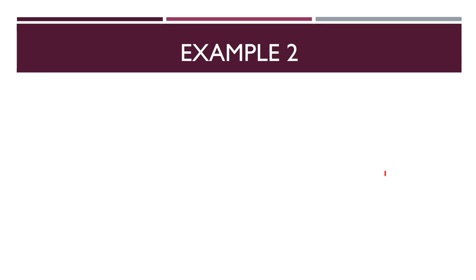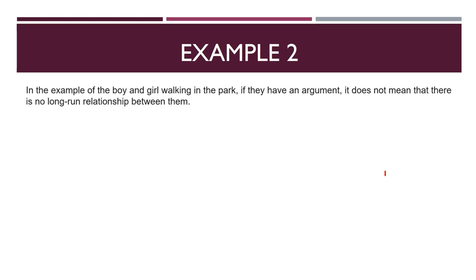Now let's take one more example over here. In my example, I'm taking the example of husband and wife. Let's say a boy and a girl are walking in a park and they have an argument. It does not mean that there is no long-term relationship between them.